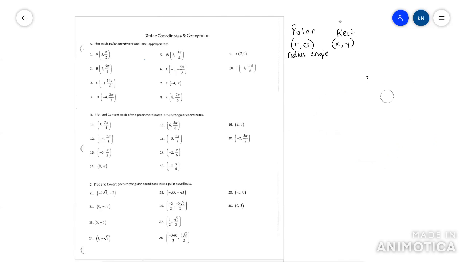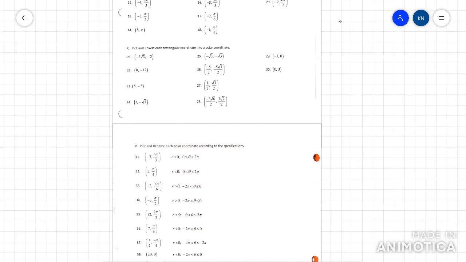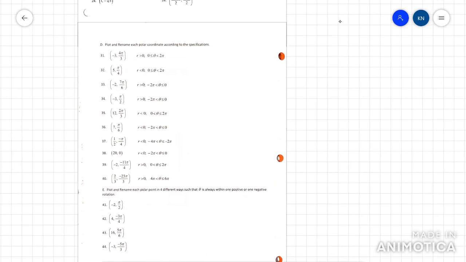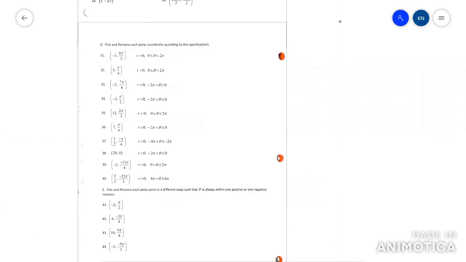Now, before we start converting, I want to show you a couple more things that you need to be thinking about. Look at this page. Sometimes they'll give you a polar coordinate and they'll want it written a different way. Here's what I mean by this. If I approach problem number 31, I would go ahead and plot the original. So it's 3 circles.